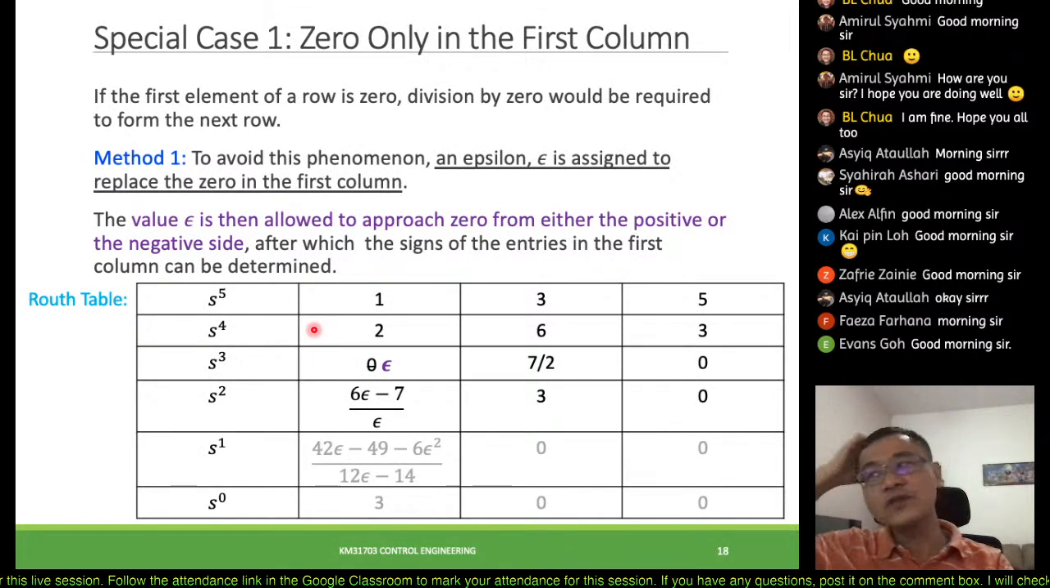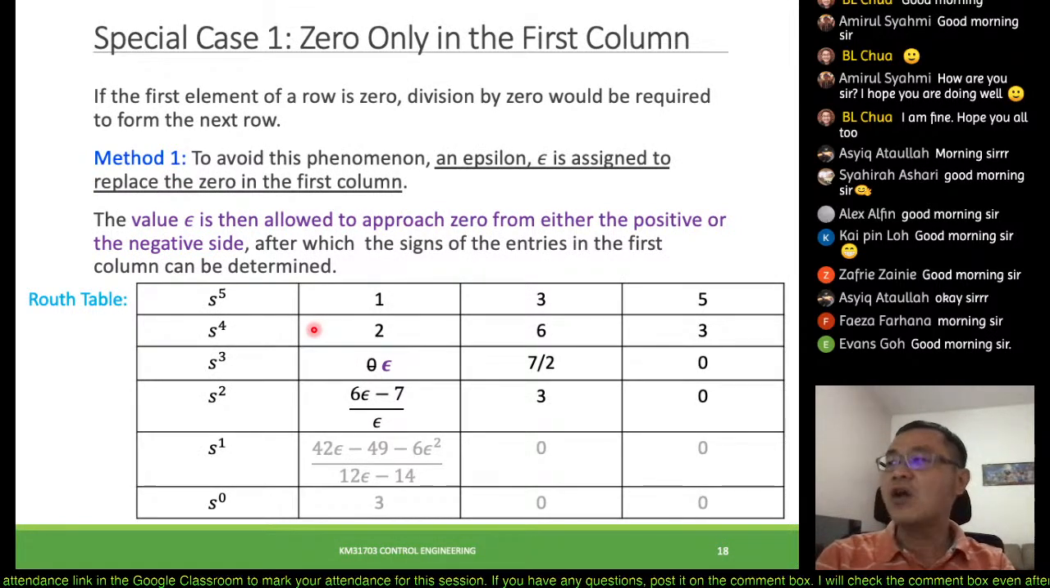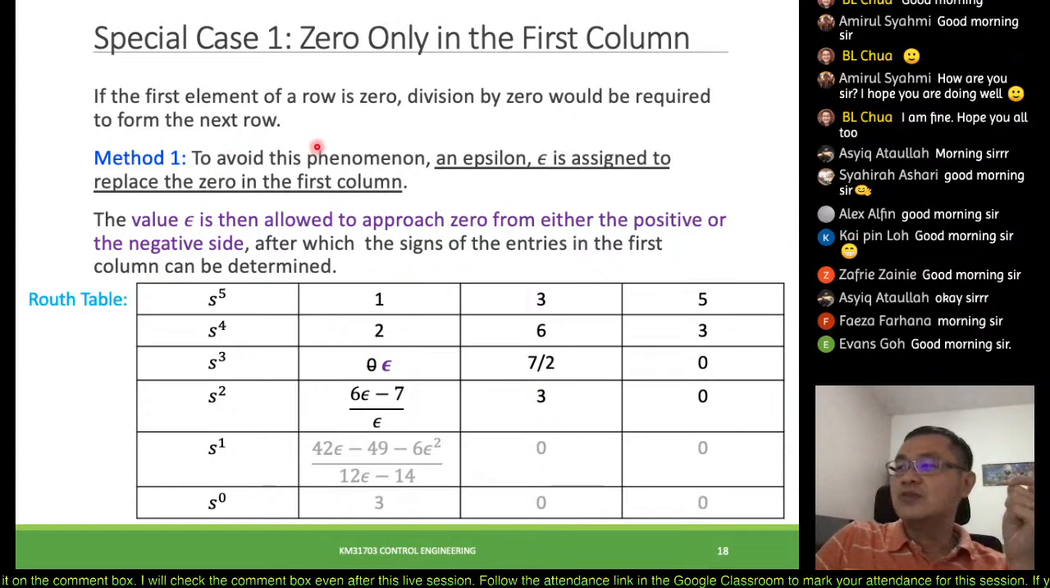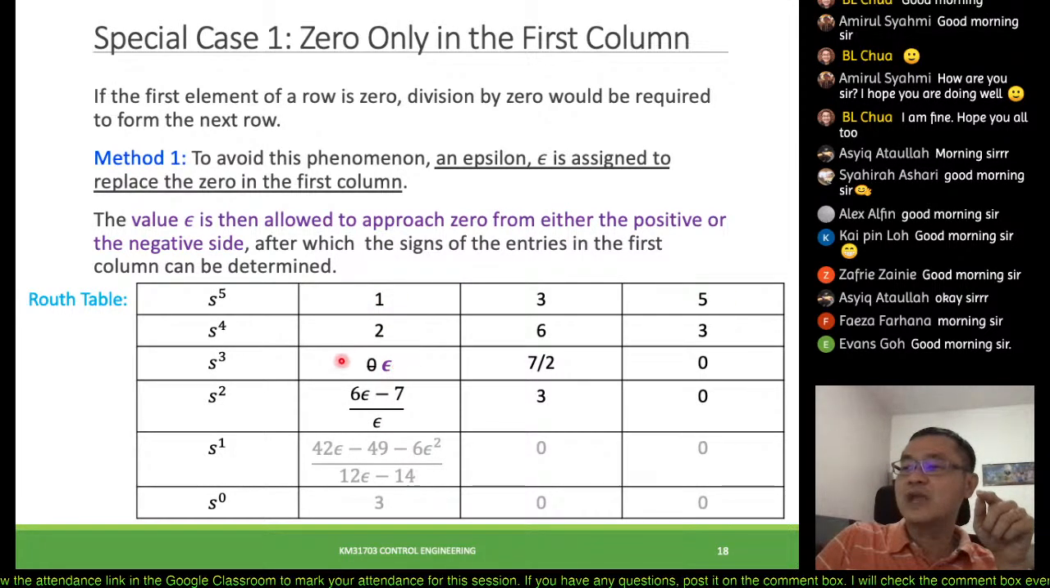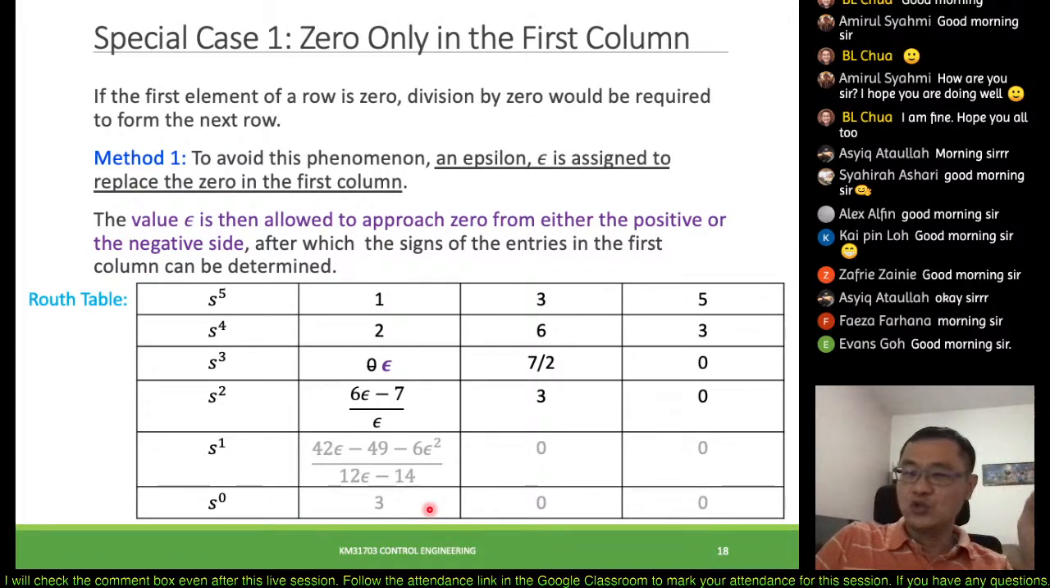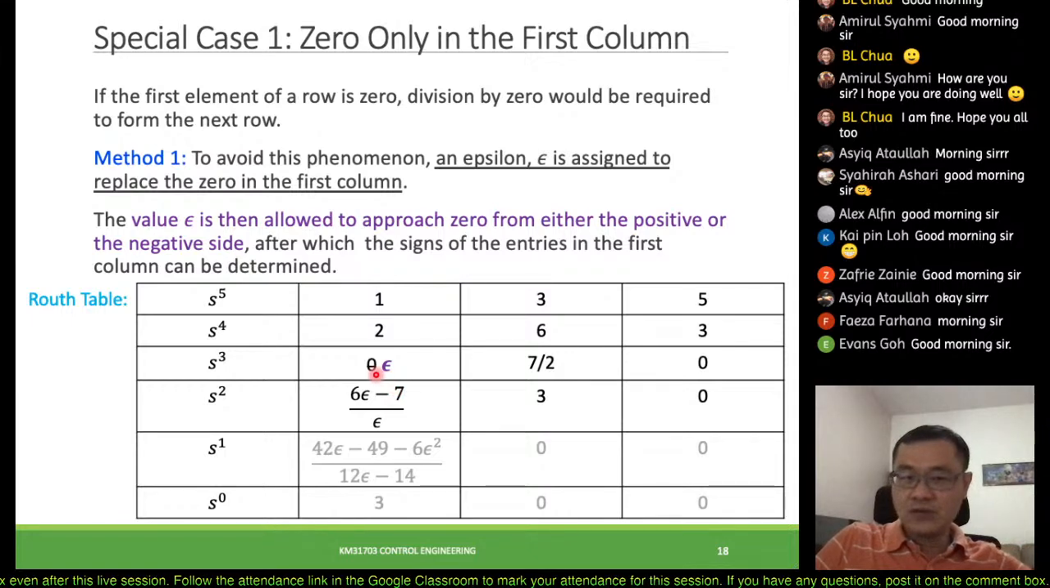Okay, so first we deal with the first case first. Okay, when the zero occurs only in the first column. Okay, so how we can deal with it is we have again two methods. Okay, first method is we assign an epsilon to replace the zero. Okay, when we calculate and we get zero, then we assign it with epsilon instead of putting a zero. Then we continue putting the epsilon in our calculations. All right, so this is a way to do it. All right, so we assume the zero to be epsilon.